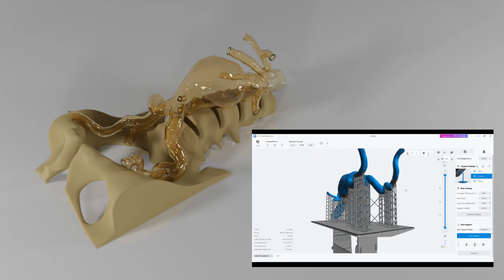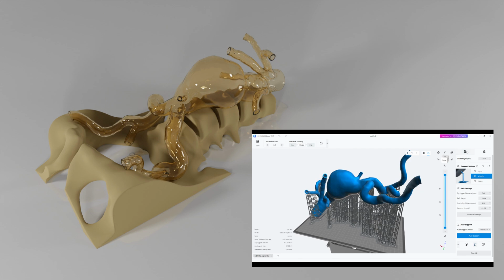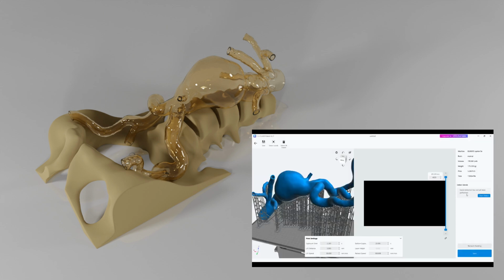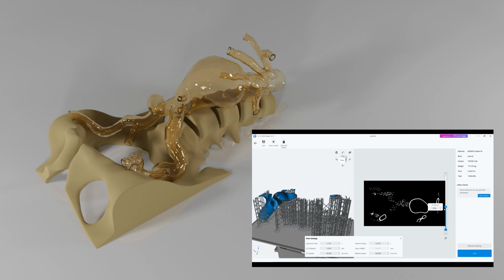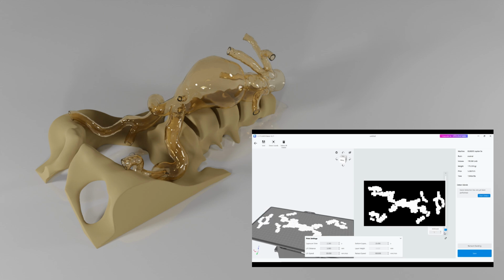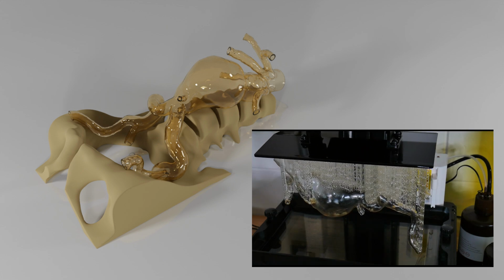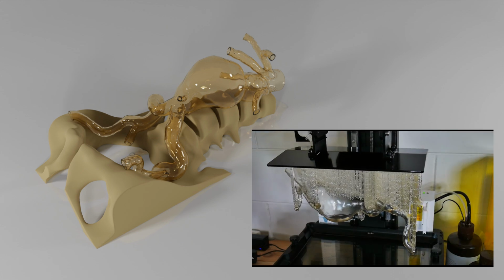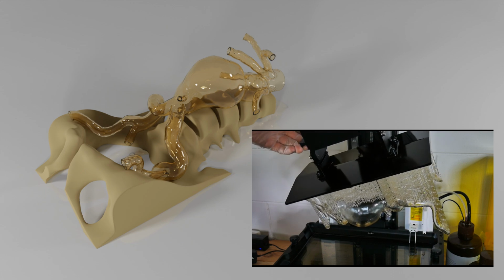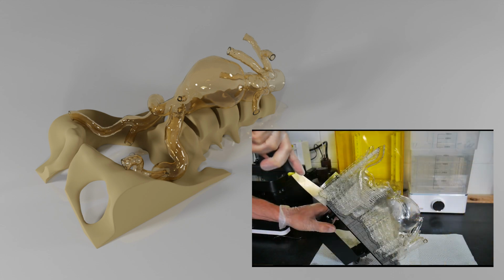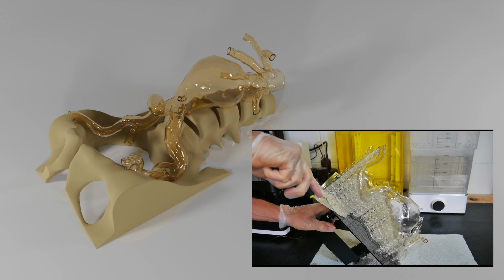Following the requirements of a transparent model of the aortic aneurysm, we used a technology called digital light processing, or DLP. DLP 3D printing is a resin 3D printing technique that uses a projected light source to cure liquid resin into solid plastic objects. These printers are capable of producing highly detailed parts with smooth surfaces and exceptional accuracy. This is very crucial for transparent models.